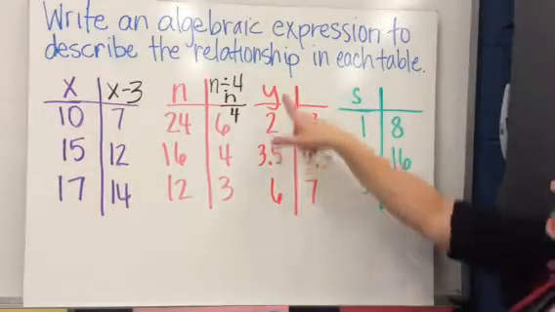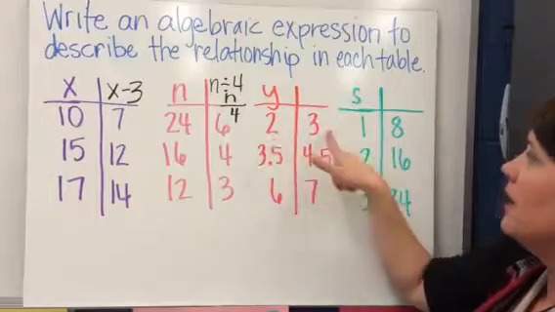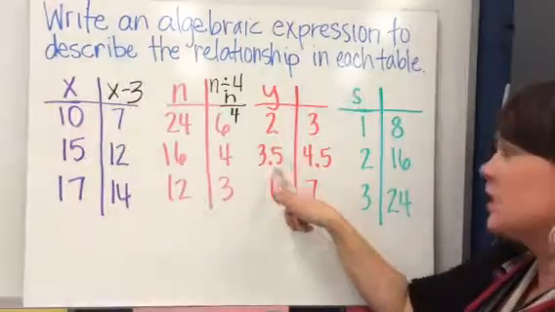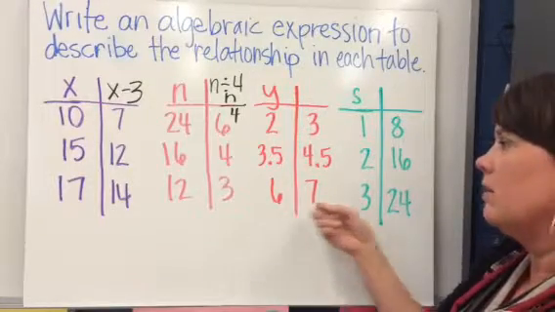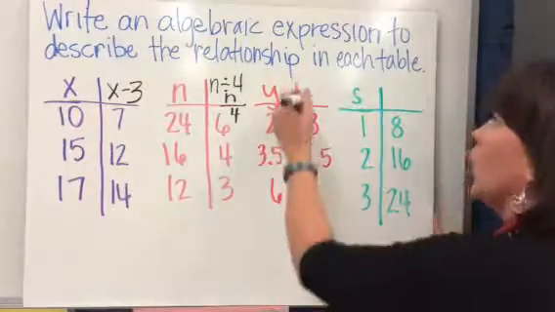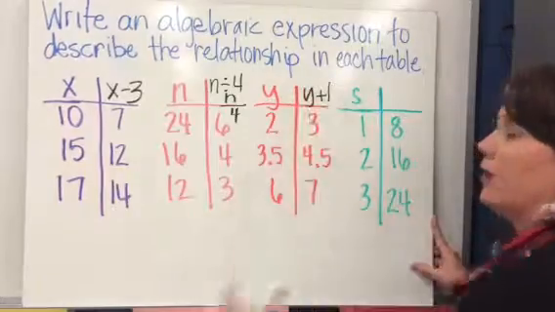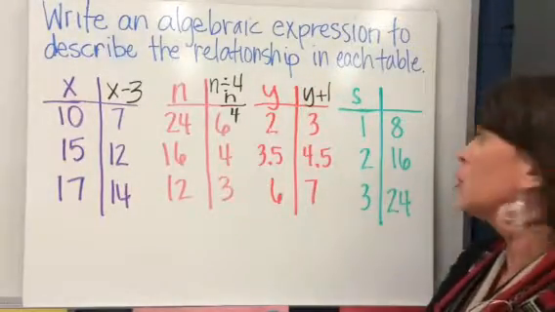In this case, this time my input is, I'm calling it y. It's 2 going in, it's 3 coming out. It's 3.5 or 3 5/10 going in, it's 4 5/10 coming out. It's 6 going in, it's 7 coming out. What's happening each time? What is happening to y? Well, I'm taking the value of y and I'm adding 1. So the expression to represent this table is y plus 1.